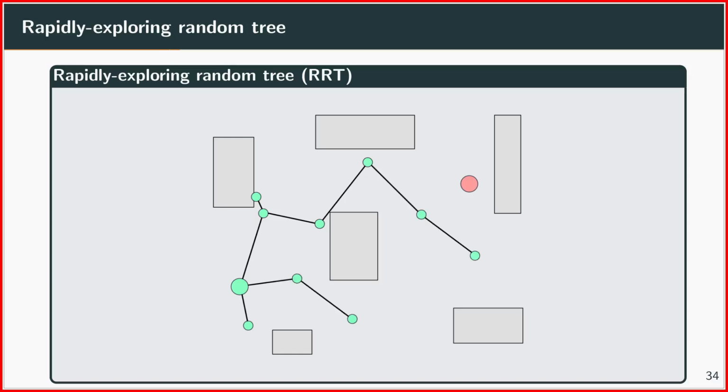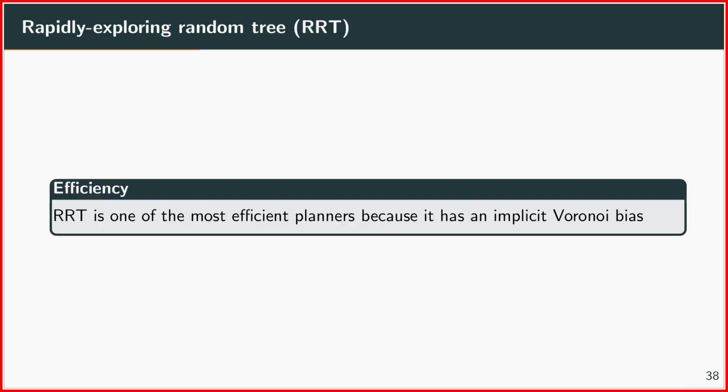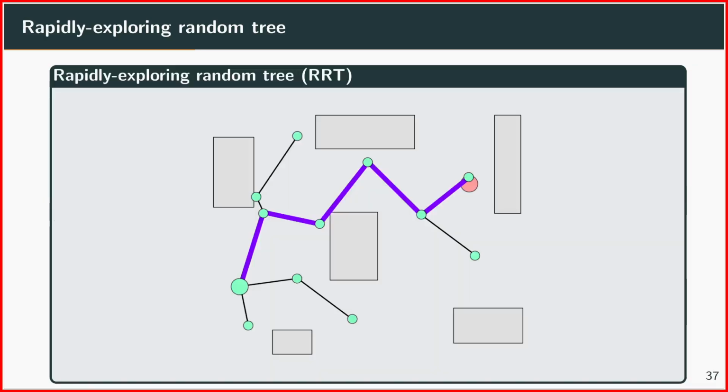And this goes on and on and on until suddenly you find a configuration which is exactly in your goal region. And in that case, you are actually done. You now have found that one of the configurations here is inside of the goal region, and that means you can just backtrack from here. You can just go to the parent and to the parent and to the parent, and this basically gives you a path through your tree from start to goal configuration. So this is the general idea. You grow this tree until you find the goal region.